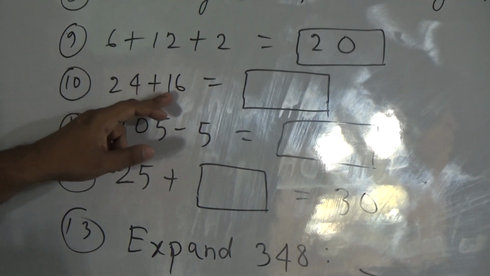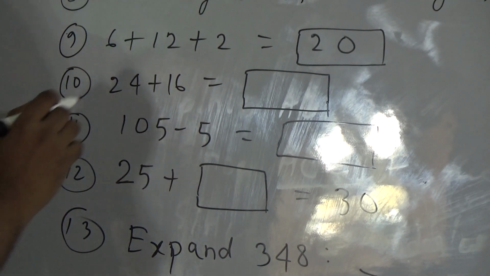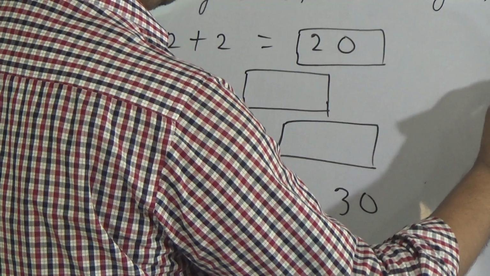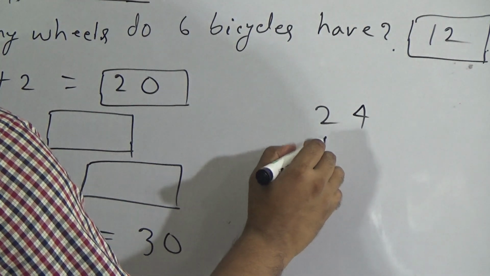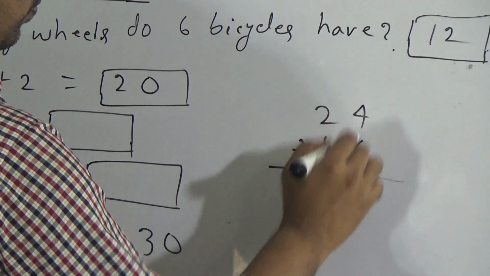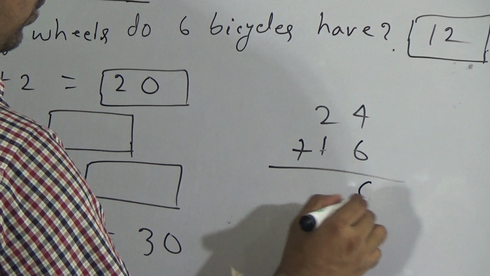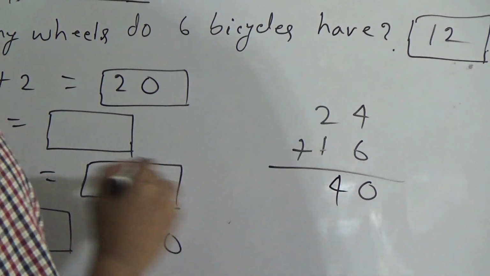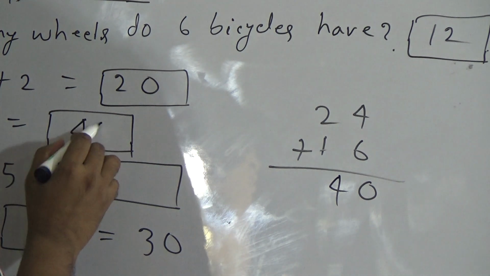Now 10 number, 24 plus 16, this is equal to what? If we add 4 plus 4 with 6, we will use rough here. 24 plus 16, 4 plus 6 equal to 10. From 10 we will write 0, carrying 1, 1 plus 1 is 2, and 2 plus 2, this is equal to 4. So answer will be 40.